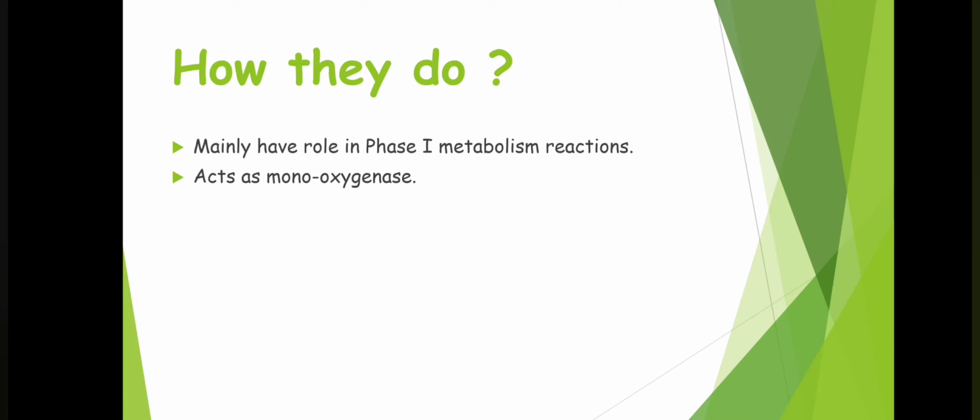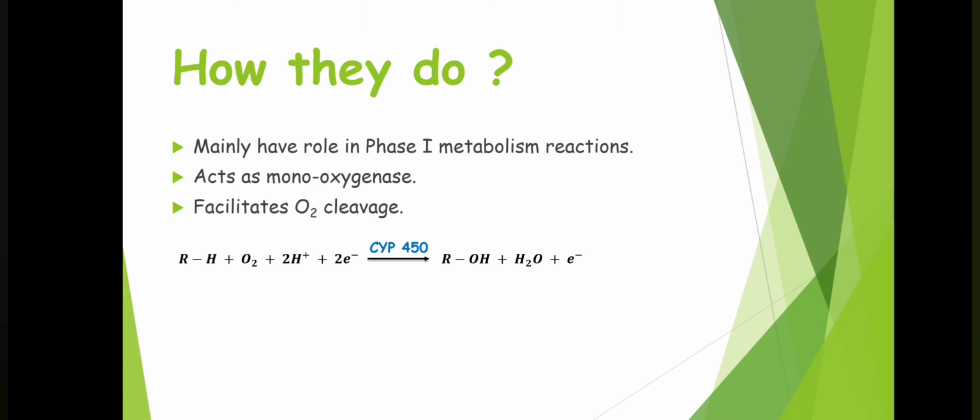Next, they act as monooxygenases. Monooxygenase means these are the kind of enzymes that add one oxygen atom inside a bond. They facilitate oxygen cleavage. Okay, so we'll have an example by giving an equation, and you'll get to know all these points. So RH plus O2 plus 2H+ plus 2 electrons. RH is our drug, and this drug, in the presence of oxygen, 2 protons, 2 electrons, and our enzyme cytochrome P450, will get converted into ROH.